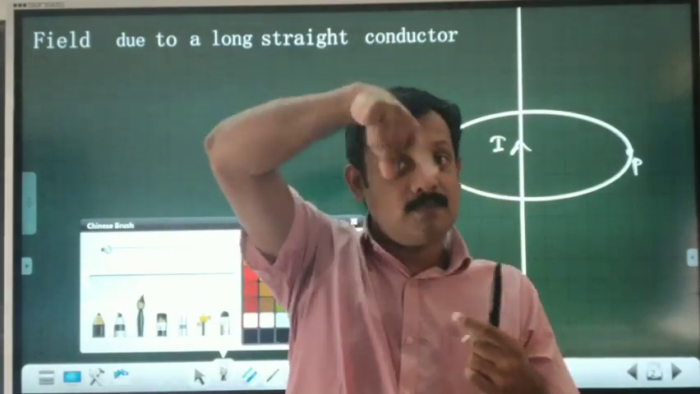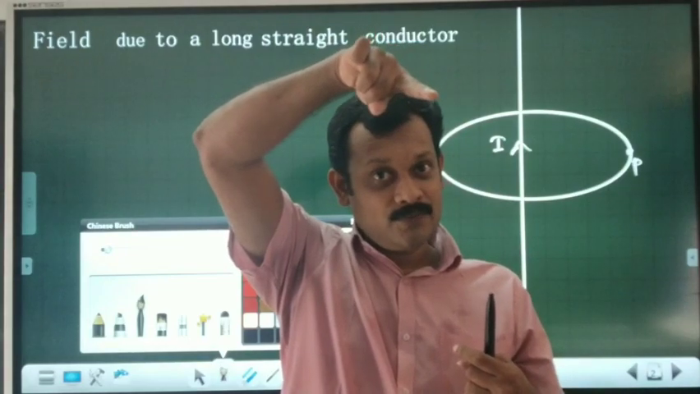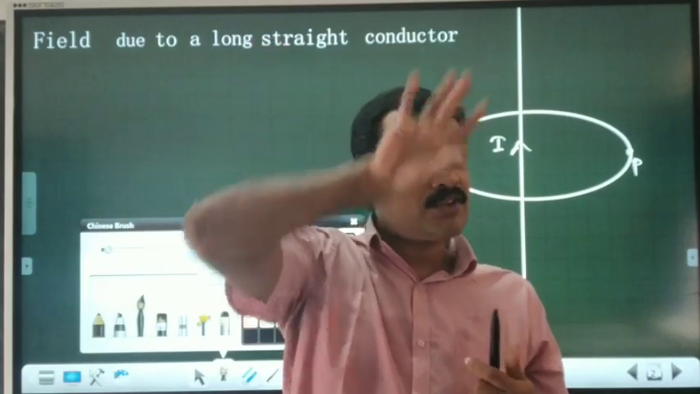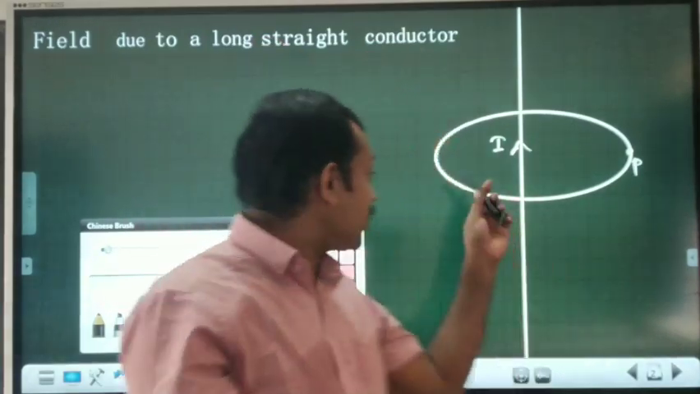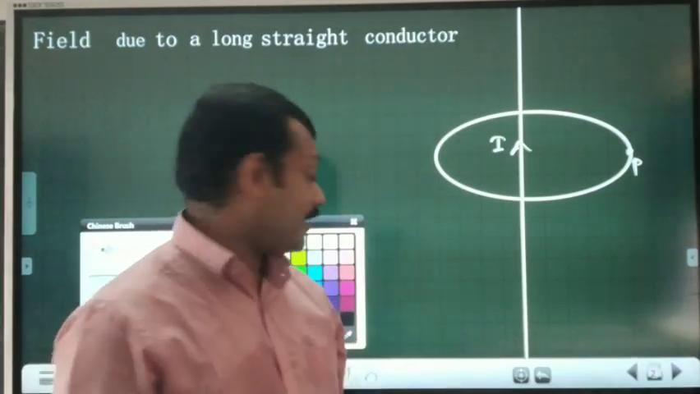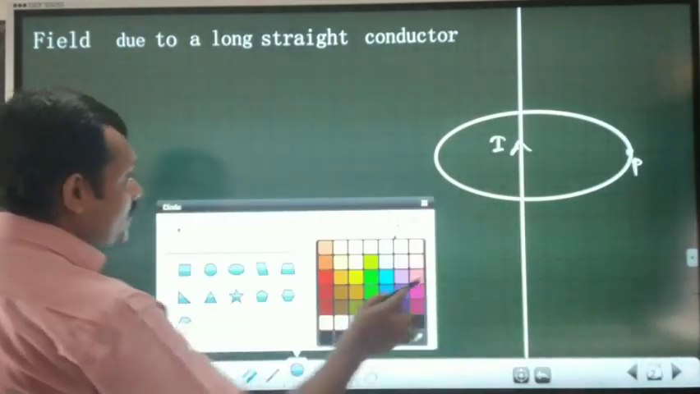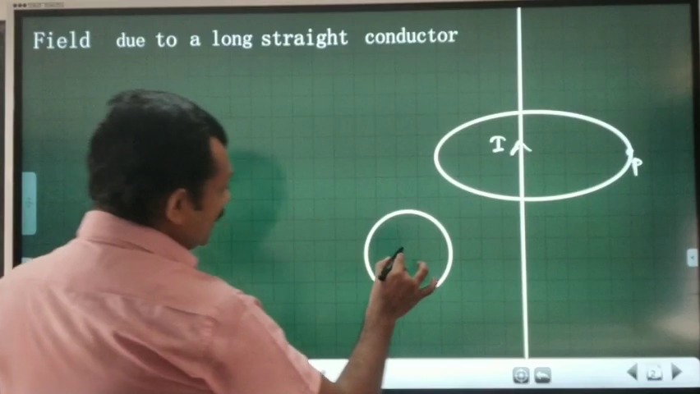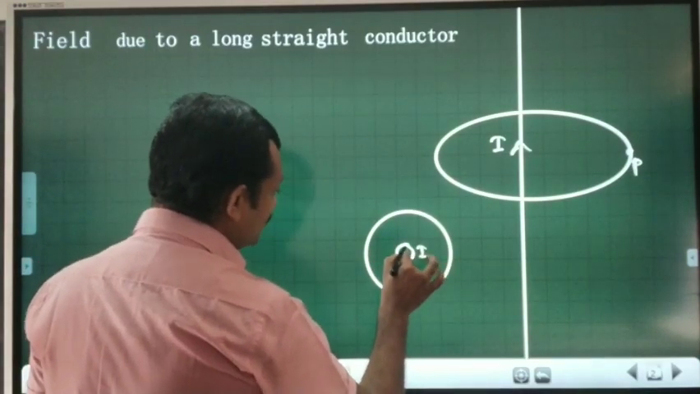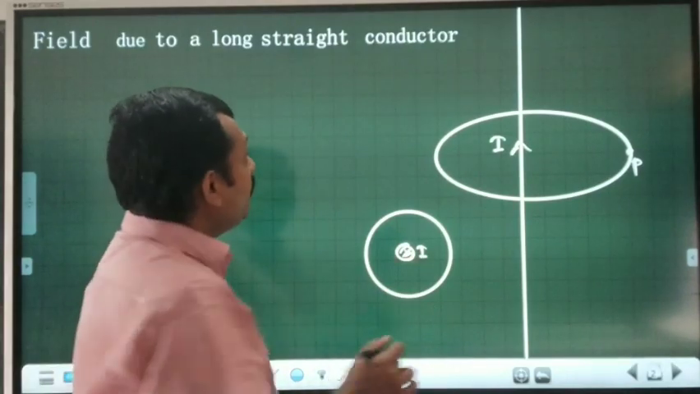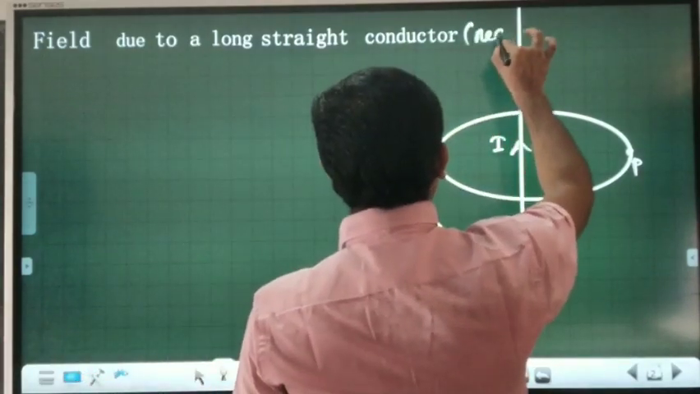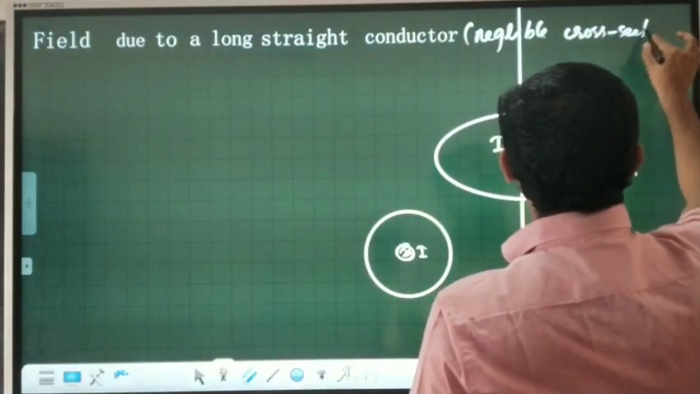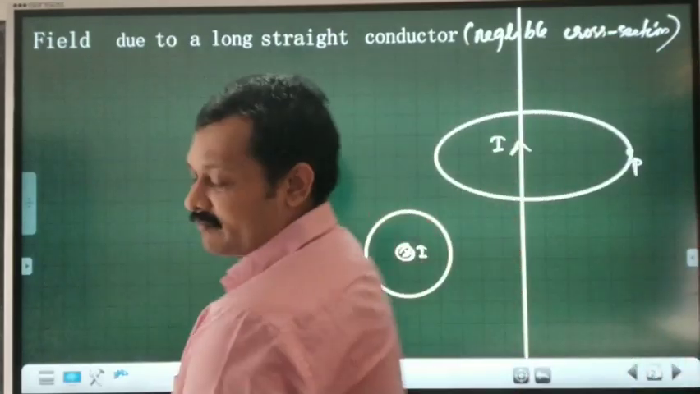We can construct a circle by means of a string. You can construct a square by means of a string. You can construct a rectangle by means of a string. So I have chosen a circle because a circle will symmetrically enclose this conductor. Now if I consider the cross section of this conductor, you could see that it encloses a current I. This is that conductor, the cross section. The conductor has negligible cross section.